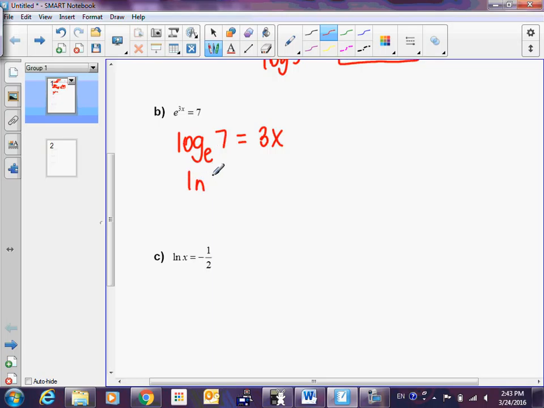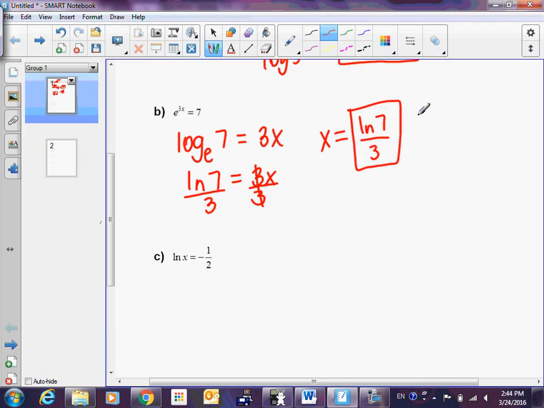Yeah, ln, natural log. This would be a better way to write it, and this is how we're going to do this in our calculator. So x is almost by itself. What do I need to do algebraically? Divide by 3 so that the 3's cancel. Okay, so my exact answer is natural log of 7 divided by 3. That right there is the exact answer. That's what you would have to do if the direction said find the exact answer.